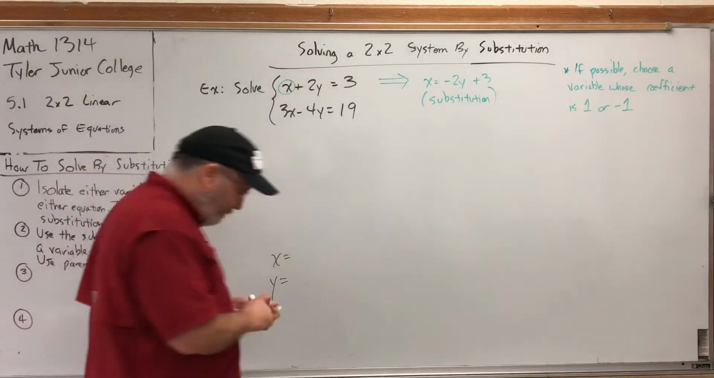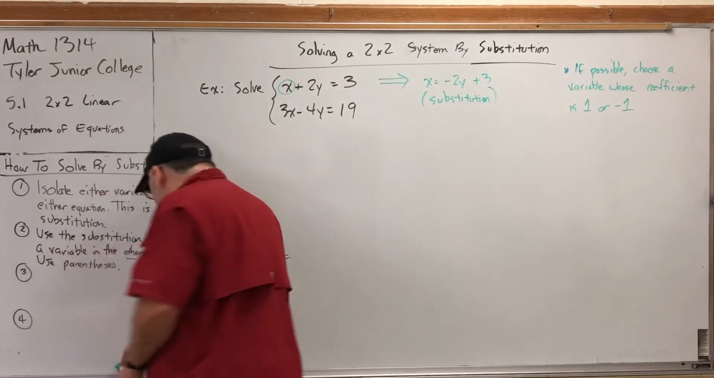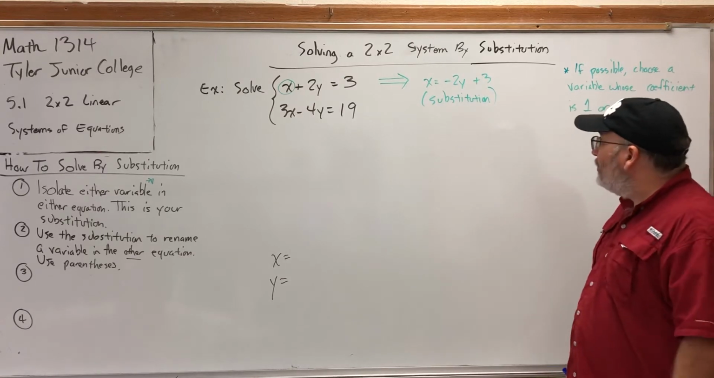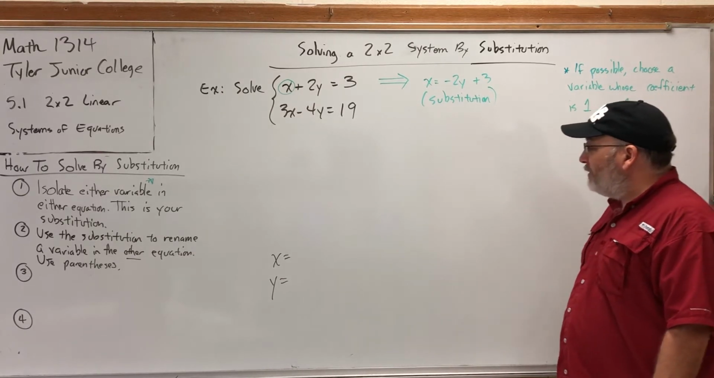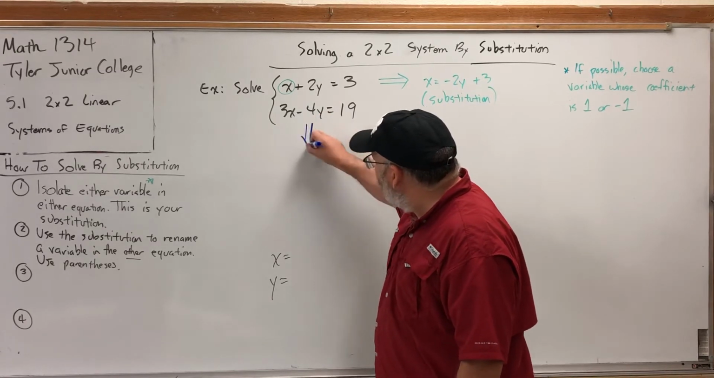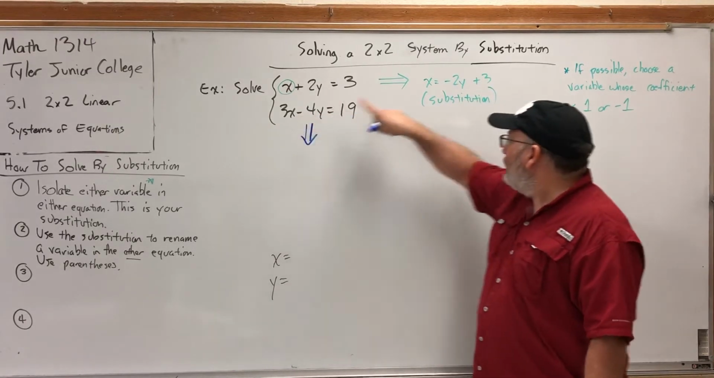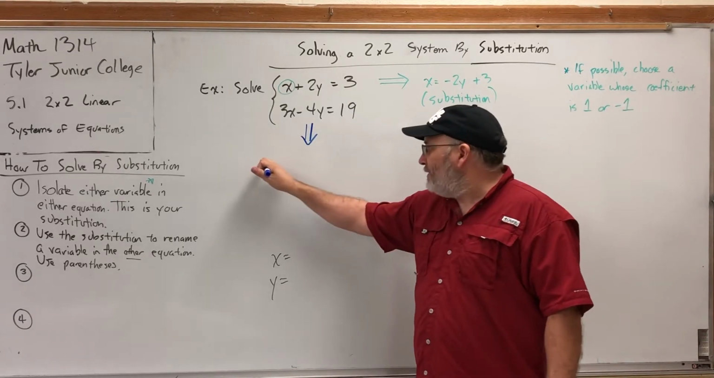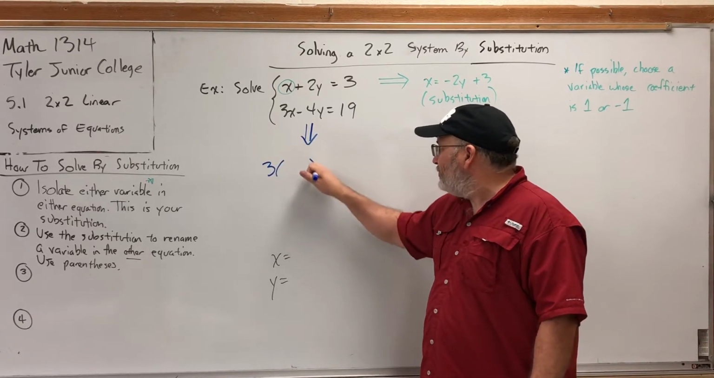Allow me to demonstrate. The purpose of this substitution is to take out an x and replace it with negative 2y plus 3. So we're going to take this equation and we're going to take out the x and replace it with negative 2y plus 3. But before you do that, I recommend changing the x to empty parentheses.